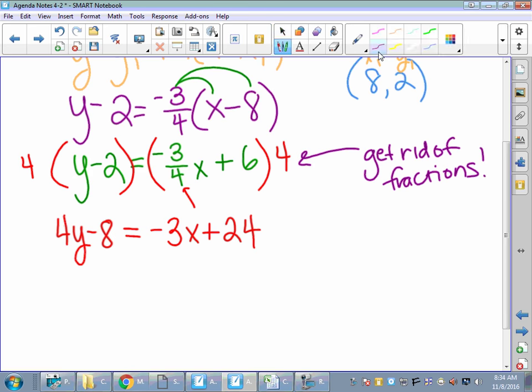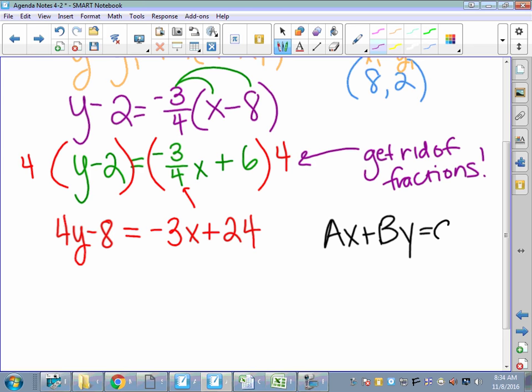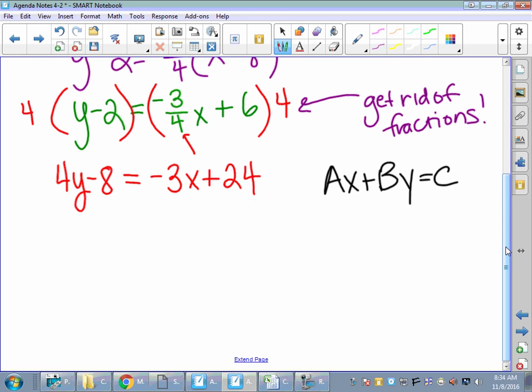Now I need to put it in standard form. So now I want all my numbers over on one side, all my variables over on the other. Since that minus 3x is a negative, I think it would be easiest to add 3x to both sides of the equation. Put that line down the middle if you like. Remember, we're doing inverse operations when we've got an equation. So when I add 3x, those guys cross out. All I have on the right is a 24.